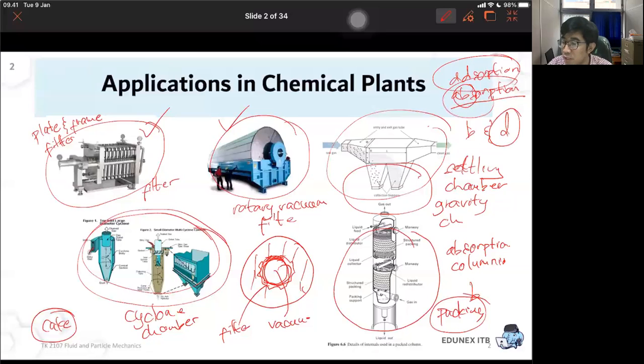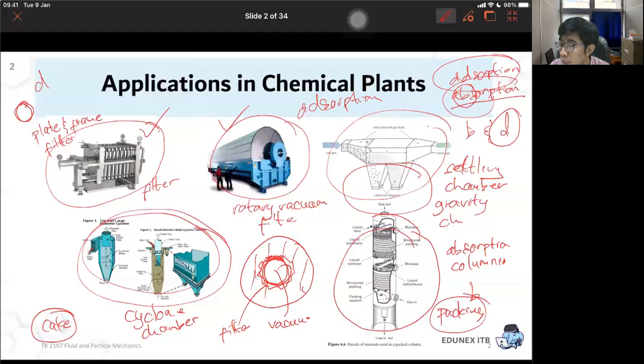So for adsorption, you want to keep some component either in the gas or in the liquid, but using solid materials. Solid materials will have pores on the surface, or sometimes also inside the solid. And the pores' function is to take some component from the gas or from the liquid. It's also a solid fluid operation. It also has a column, so we also have an adsorption column.